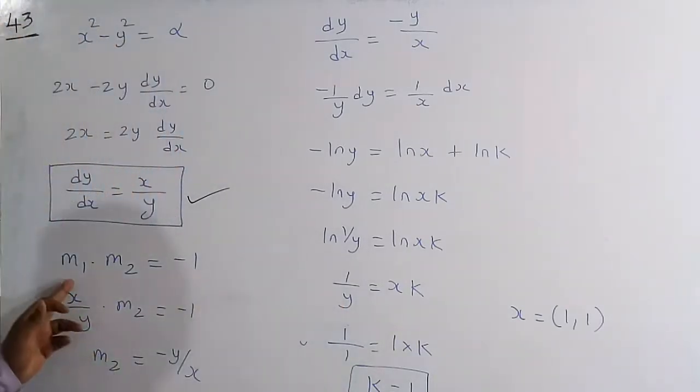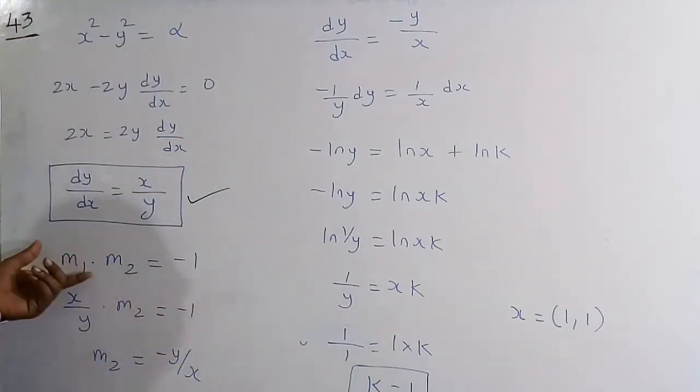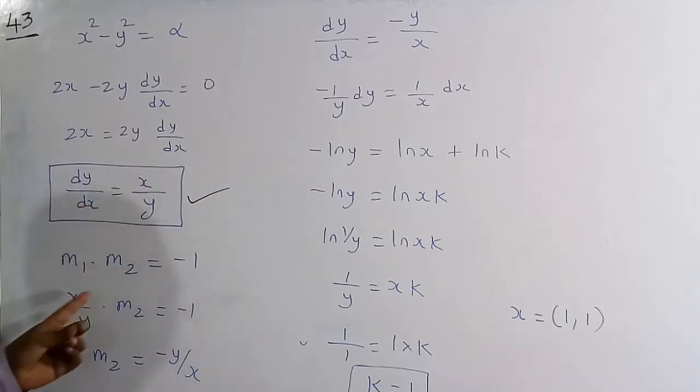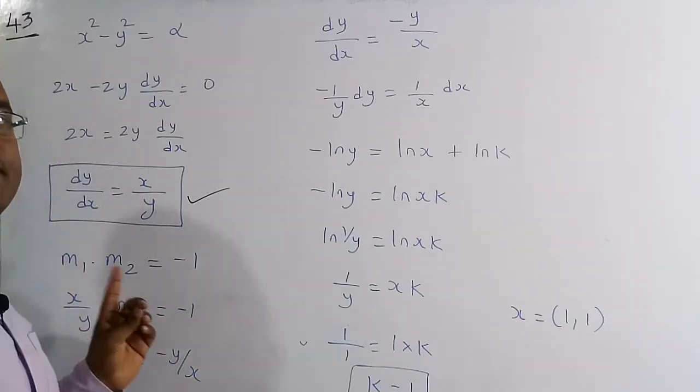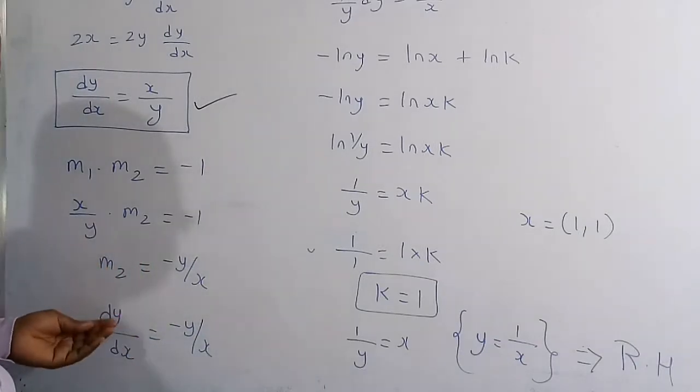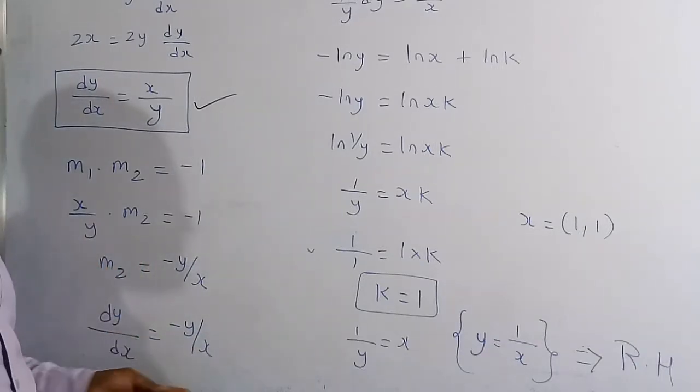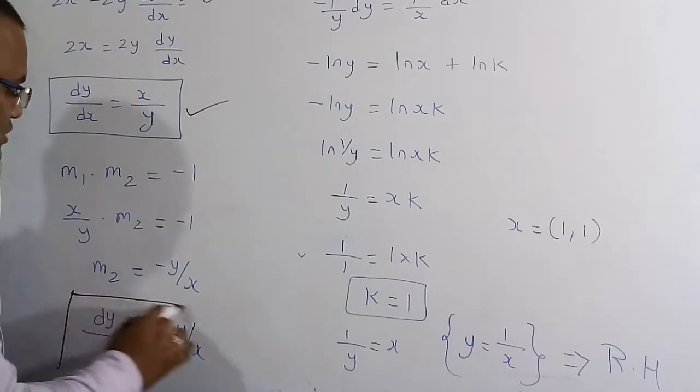So because of that, m1 into m2 is equal to -1, and the slope of the first graph is y by x. We have to find the slope of the second graph, which is m2. So if we rearrange this, we are going to get the slope of the second graph, which is -x by y. Slope is nothing but dy by dx, which is equal to -x by y. This is the slope of the orthogonal trajectory.